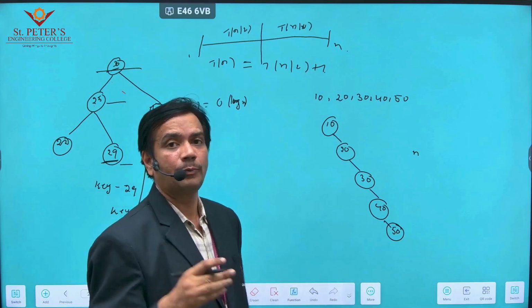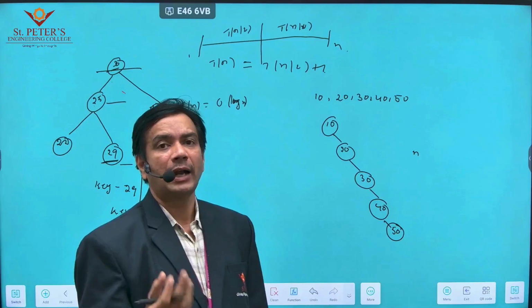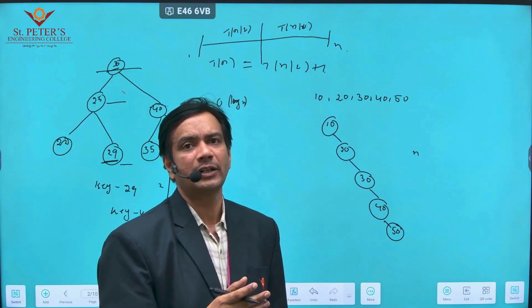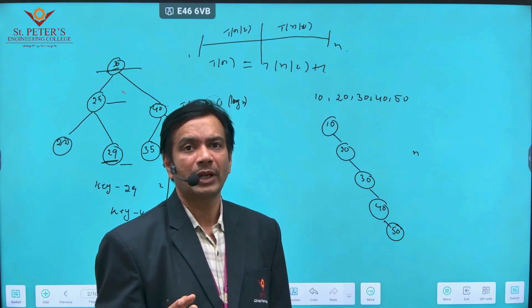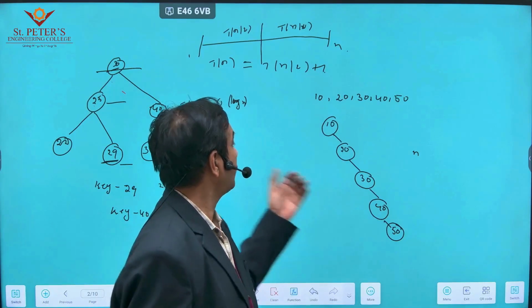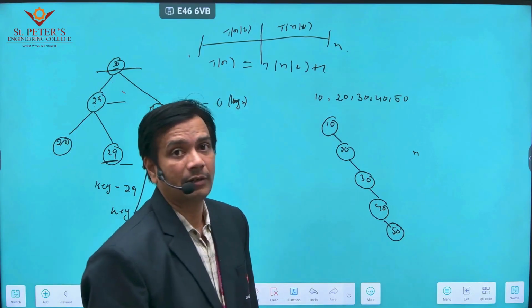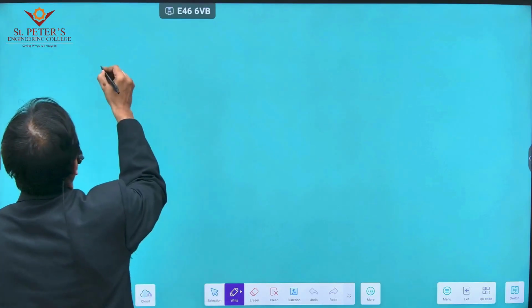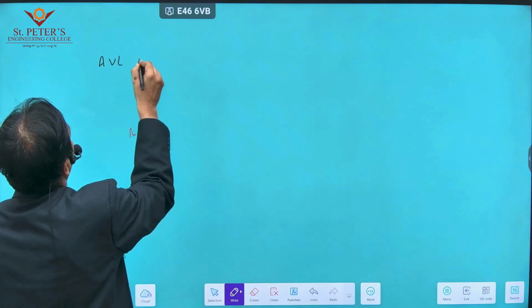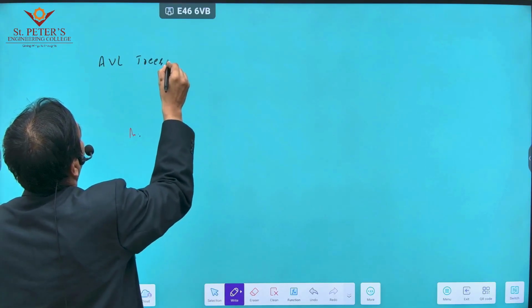So here the problem will occur when the binary search tree is either a left skewed binary search tree or a right skewed binary search tree. So this problem can be overcome by using AVL trees.